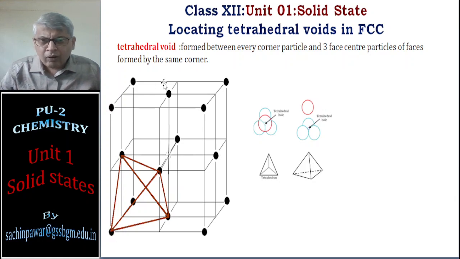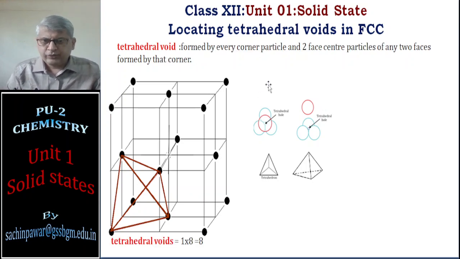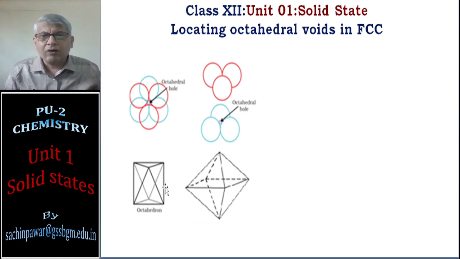And since there are 8 corners like this, the tetrahedral voids are completely present inside. Therefore 8 tetrahedral voids are present, and every tetrahedral void comprises a corner particle and the 3 face centered particles of the faces for which the corner is common. So like this we have identified 8 tetrahedral voids, one at every corner of the FCC. Next, I want to find out octahedral voids.